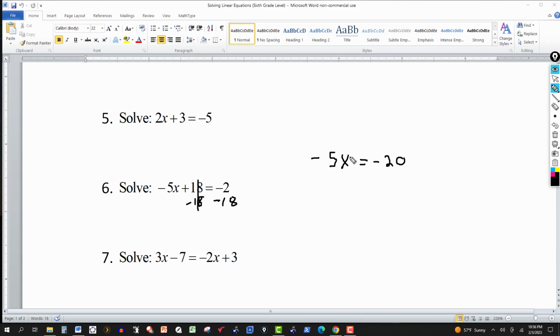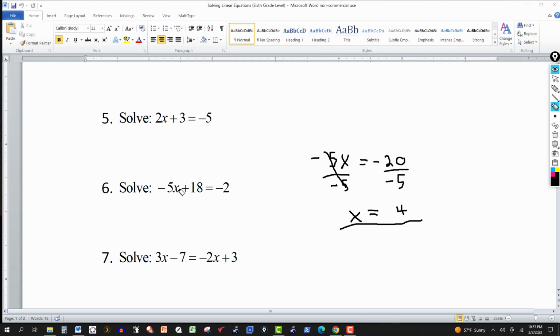Now again, I'm almost there. I don't want this negative 5 here. I want just plain old x. So the way we get rid of it, if it's multiplication, do the opposite. Let's divide by negative 5. Whatever you do to one side, do to the other side. Negative 5 divided by negative 5 gives me 1, or 1x. But 1x is the same thing as x, so just put x. Now on the right side, I'm dividing. Negative divided by negative, the signs are the same, so it'll be positive. So you just look at 20 divided by 5, that's 4. There it is.